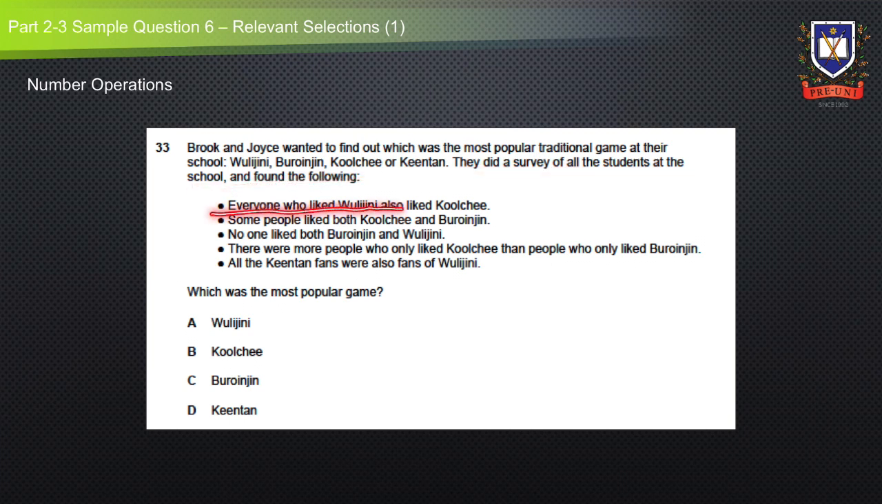Everyone who liked Woolajini also liked Kulchi. Some people liked both Kulchi and Burin Jin. No one liked both Burin Jin and Woolajini. There were more people who only liked Kulchi than people who only liked Burin Jin, and the Kintan fans were also fans of Woolajini. Which was the most popular game? A. Woolajini, B. Kulchi, C. Burin Jin, or D. Kintan.